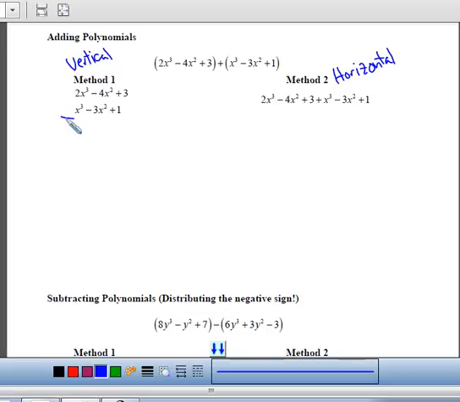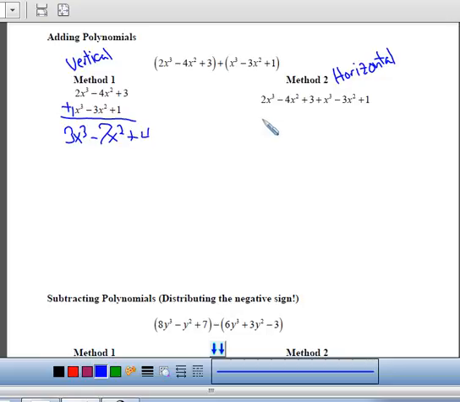Alright, so for adding, it's actually usually pretty simple. Just make sure you watch out for the signs. Treat minus signs like negatives. So 2x to the third plus x to the third, remember this is like 1x to the third, is 3x to the third. Negative 4x squared plus negative 3x squared is negative 7x squared, and then 3 plus 1 is 4. And there's your answer.